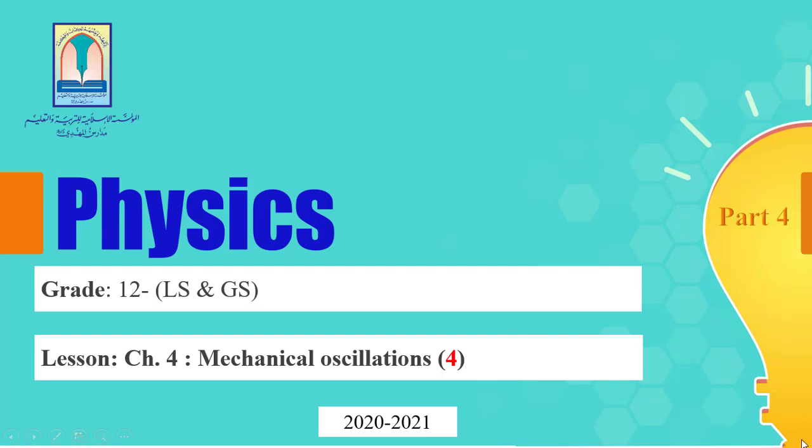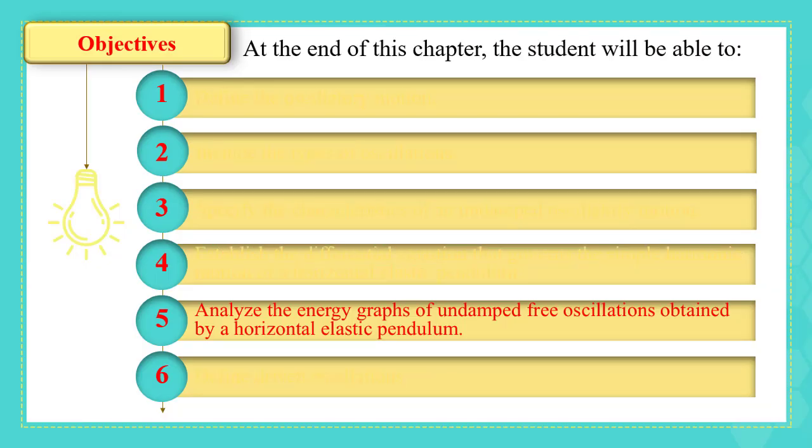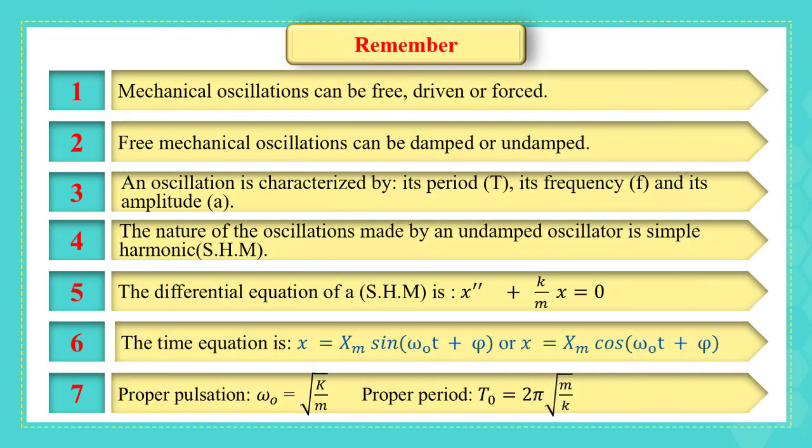This is the fourth part of mechanical oscillation. At the end of this part, you are going to be able to analyze the energy graphs of undamped free oscillations obtained by a horizontal elastic pendulum. You should remember the ideas that we have taken in the first three parts, especially that energy is constant, amplitude is constant, and the time equation is x equals xm sine omega 0 t plus phi.